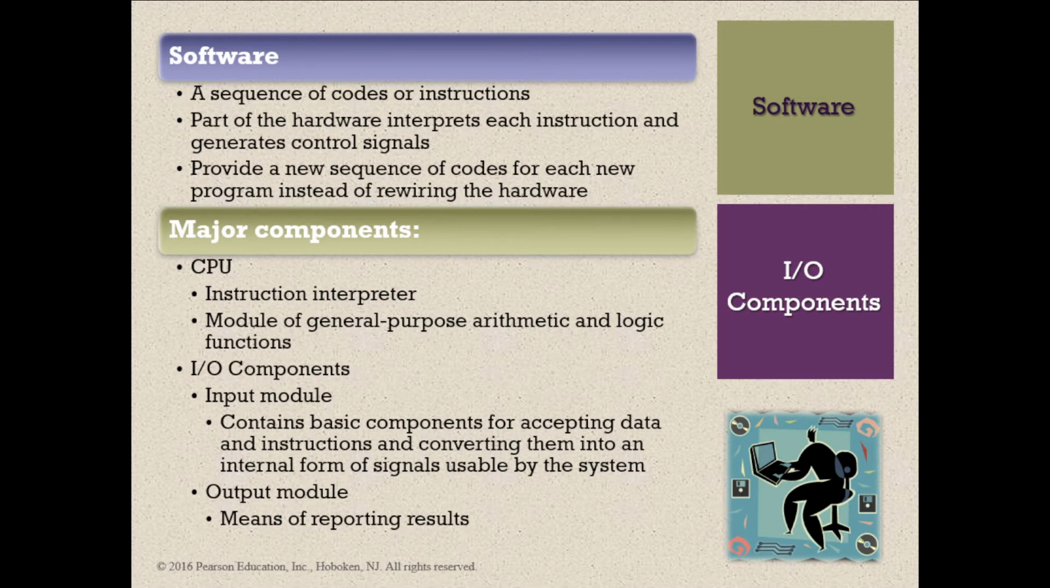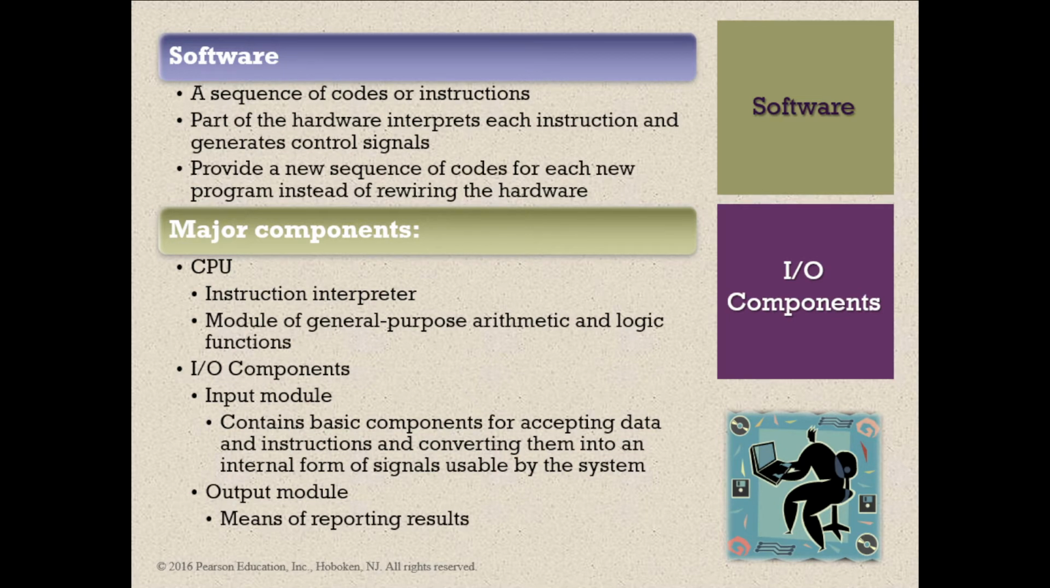So figure 3.1b indicates two major components of the system. As we can already remember, first is the instruction interpreter and a module of general purpose arithmetic and logic functions. These two constitute the CPU, and then several other components are needed to yield a functioning computer.